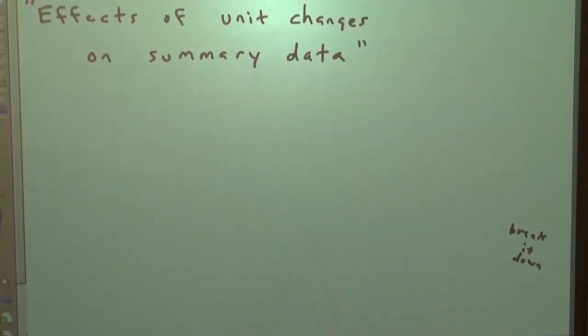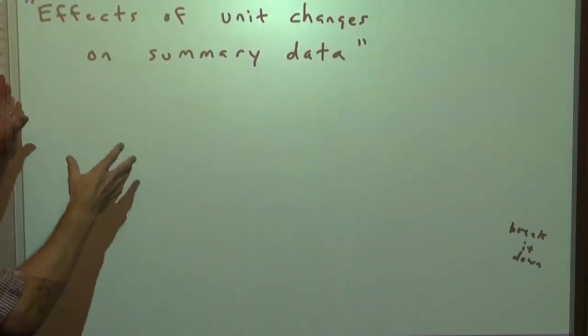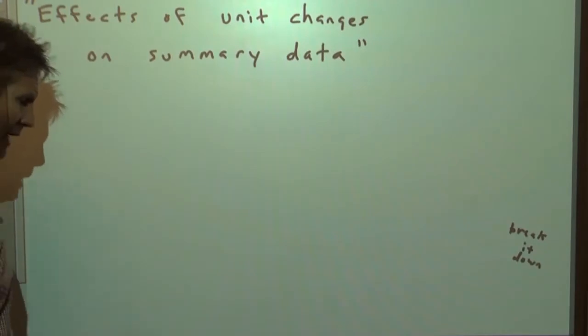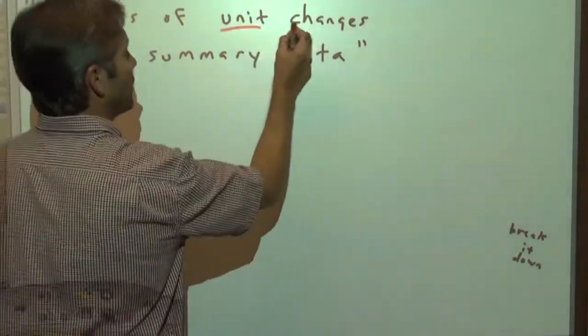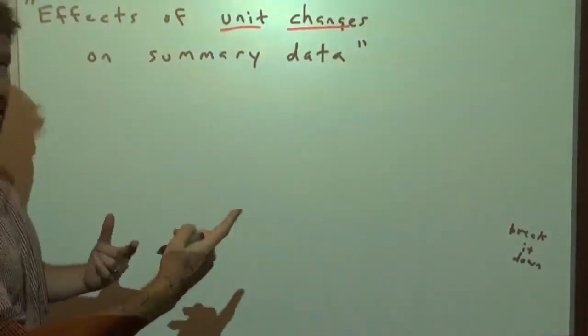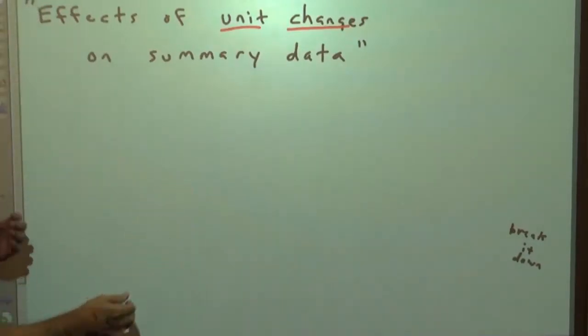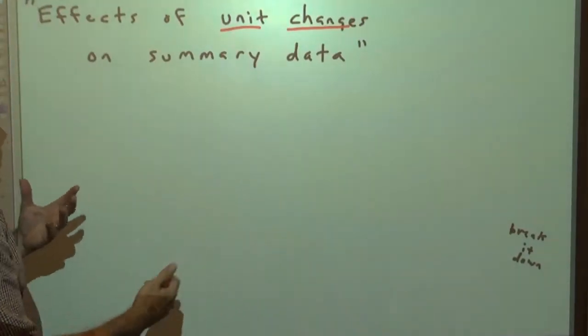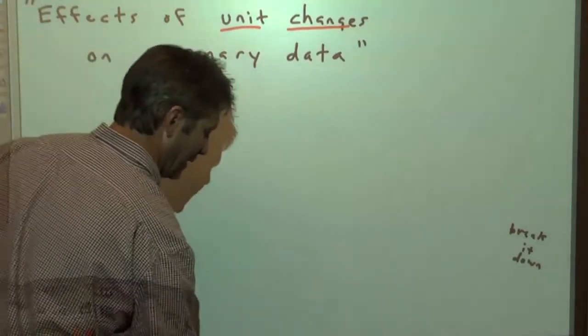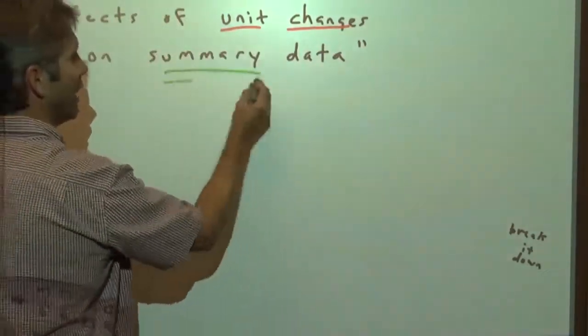In the AP Stat syllabus, you'll see something that says we need to understand the effects of unit changes on summary data. Break it down. Unit changes are changing from, like, feet to inches, multiplied by 12, or minutes to seconds by multiplying by 60. Summary data would be things like means and standard deviations.